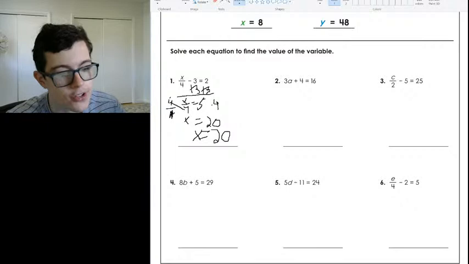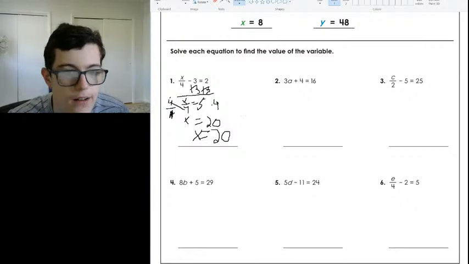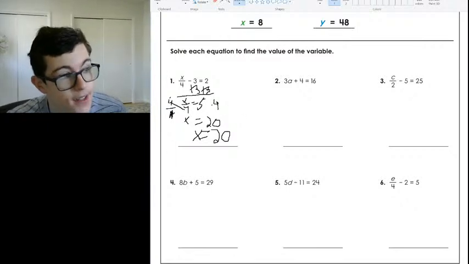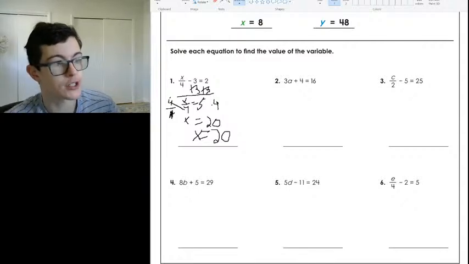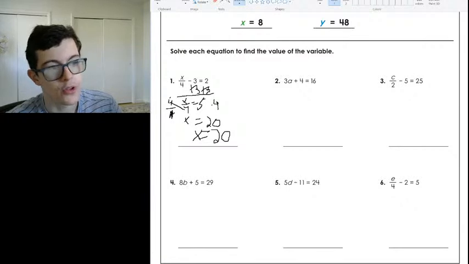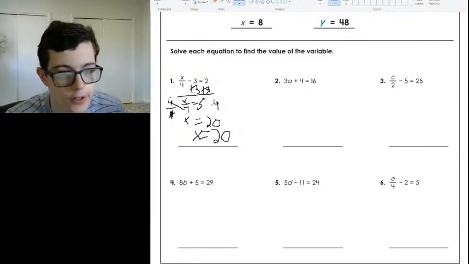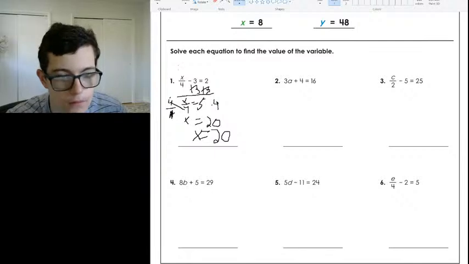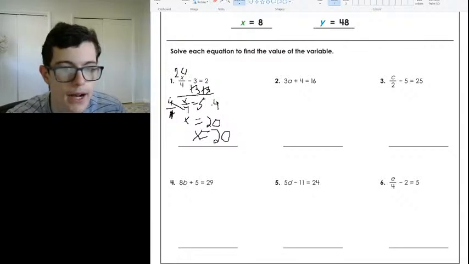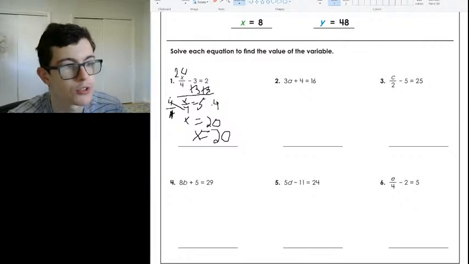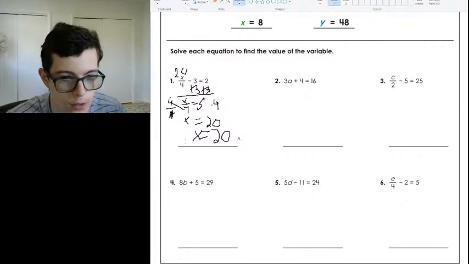Now before we declare that as our final answer, we should check it. So let's plug in x. If you guys would like a couple seconds to do the check, that's fine, you can do the check on your own, but just for convenience's sake, I will do the check with you guys. So plugging in 20 for our x, we have 20 over 4 minus 3 equals 2. So 20 over 4 is 5, minus 3 equals 2. I say x is 20, it's right.